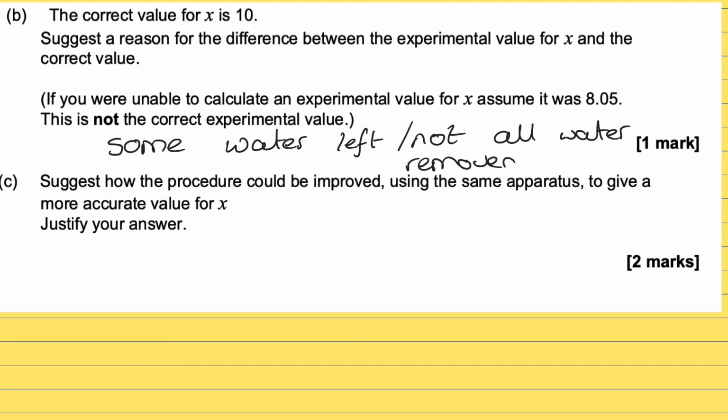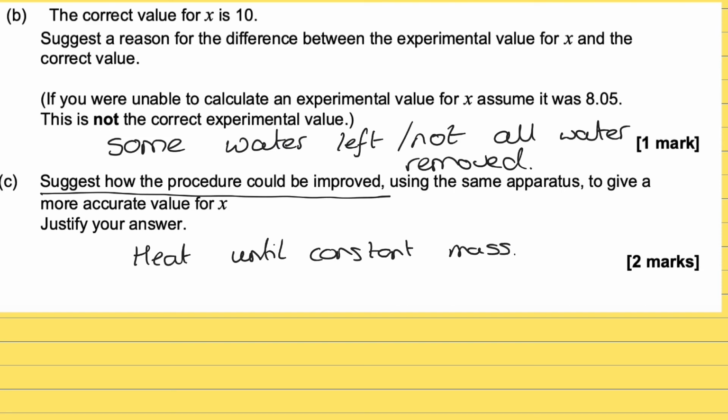Remember I said it's really important you heat till constant mass. So suggest how the procedure could be improved using the same apparatus to give a more accurate value for x. Well, if they didn't heat to constant mass in part B, then it's safe to say that the best way would be to heat until constant mass. Or you could say heat, reweigh until the mass is the same. But this little phrase here, heat to constant mass, is a belter.